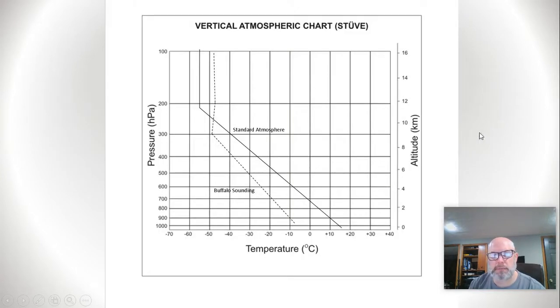Okay, welcome back. So your graph should kind of look like that. So here's the solid standard atmosphere line, the average, right? Notice right there, the top of the troposphere, the tropopause is about 11 kilometers, like we said earlier. Changes seasonally. And so on this day in Buffalo, this was the reading for the temperature, altitude, and air pressure.